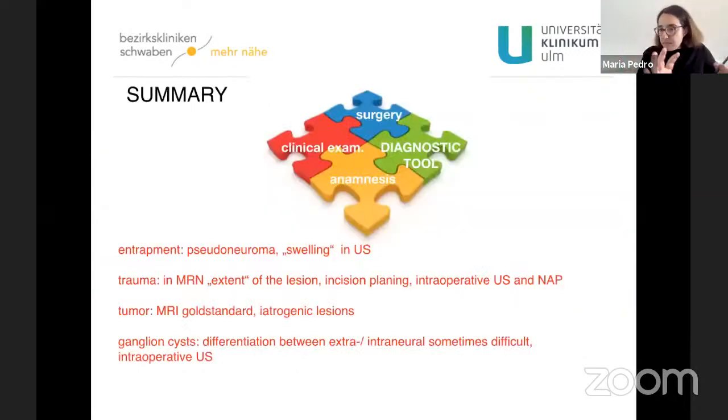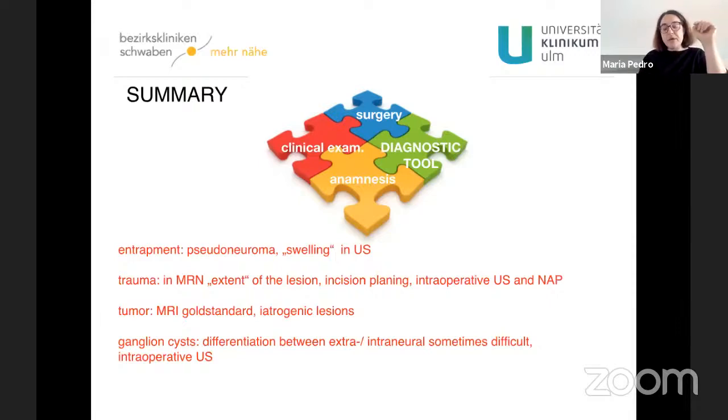At the end, as a summary, the take-home messages. Concerning entrapment syndromes and using ultrasound, think of the swelling of the pseudoneuroma. And concerning trauma, I would really recommend doing an MR neurography so that you get a look into the nerve, so that you see the extension of the lesion you expect. You can use it for your incision planning. Combine it, please, with nerve action potentials.